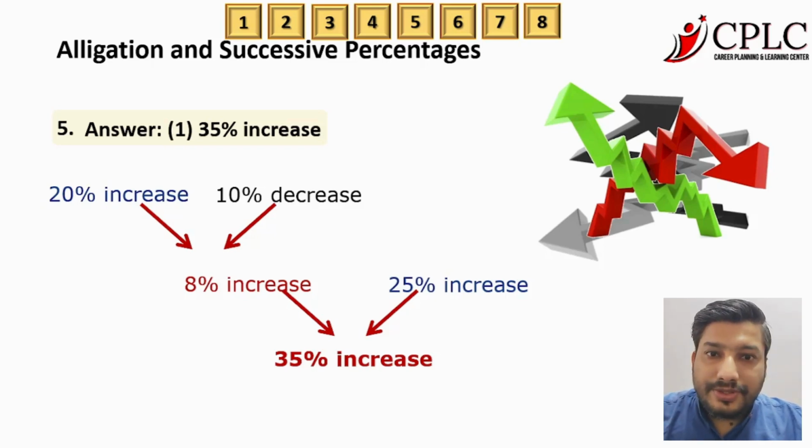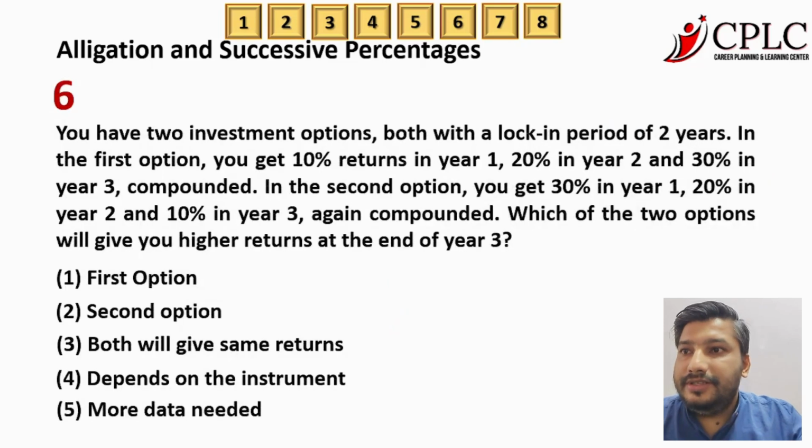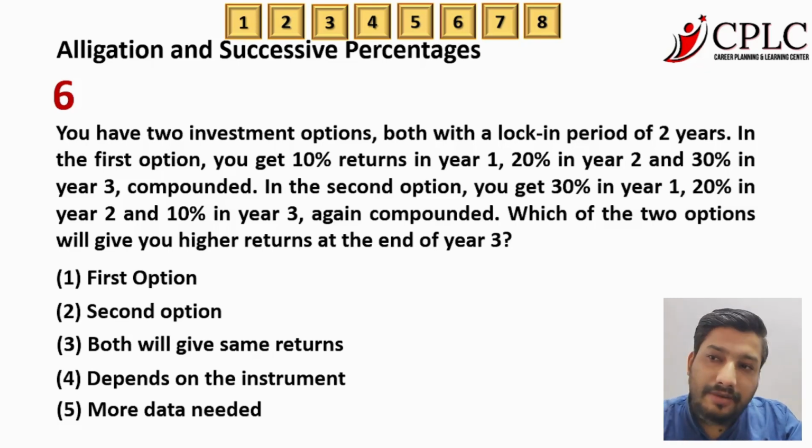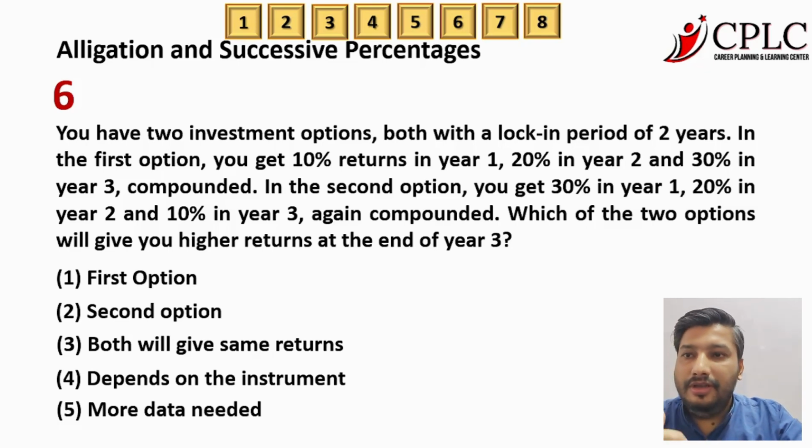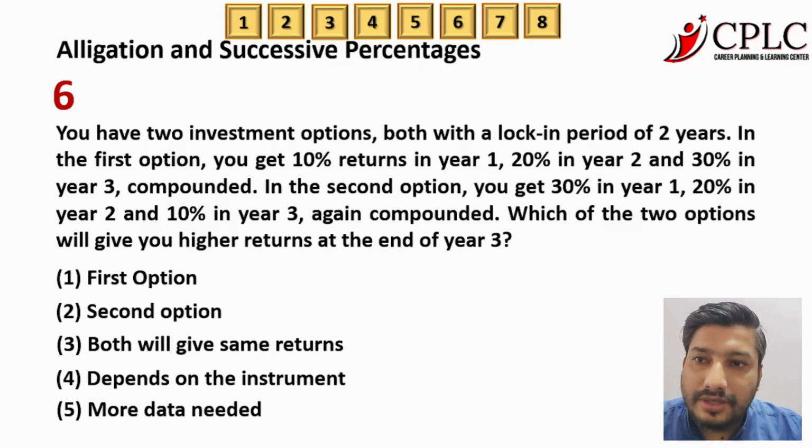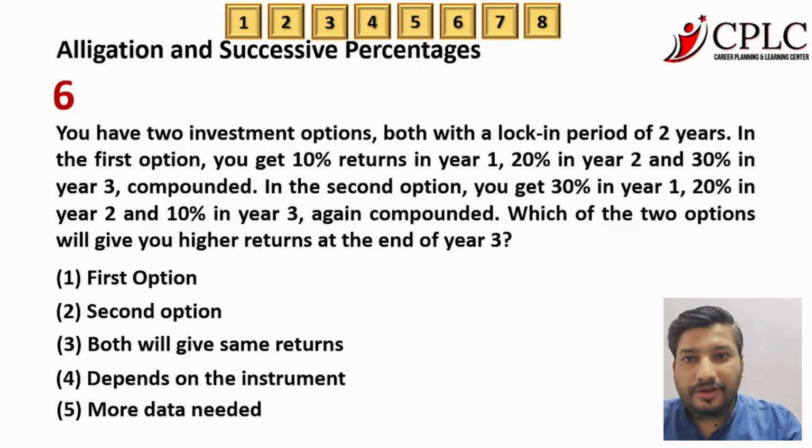So this was the 5th question. Let's have a look at the 6th one. The 6th one says there are 2 investment options, both with a lock-in period. In the first option you get 10% return in the 1st year, 20% in the 2nd year, and 30% in the 3rd year. Whereas in the second option you get 30% in the 1st year, 20% in the 2nd year, and 10% in the 3rd year, again compounded. Which option gives you the higher returns at the end of 3 years?